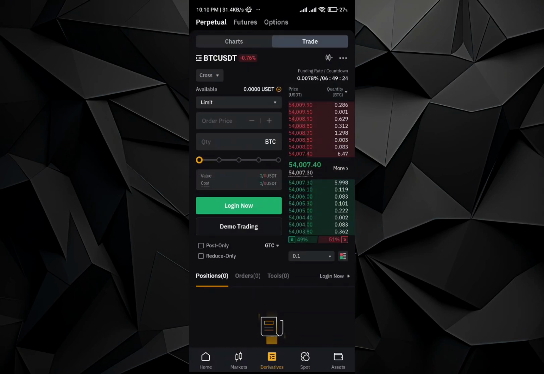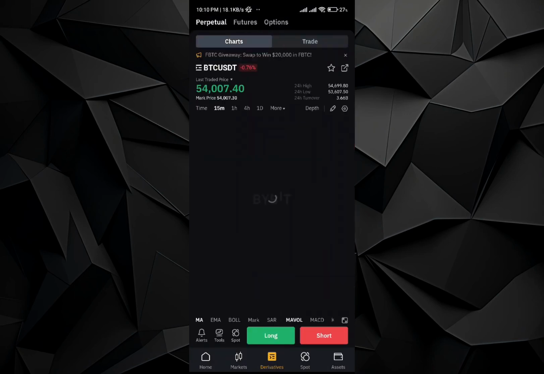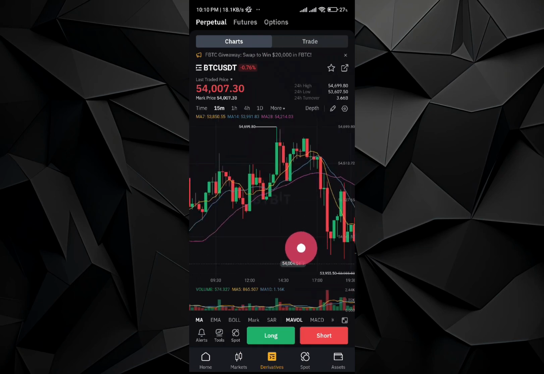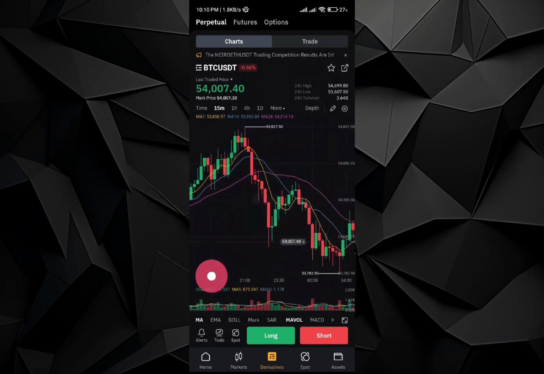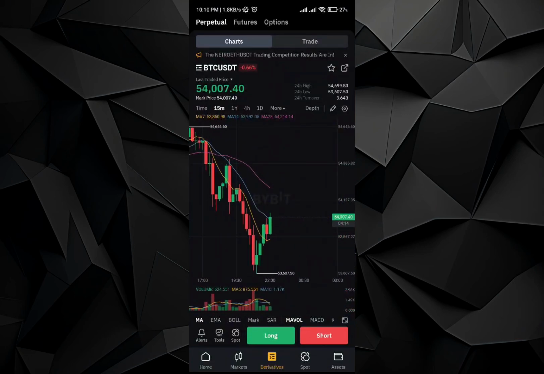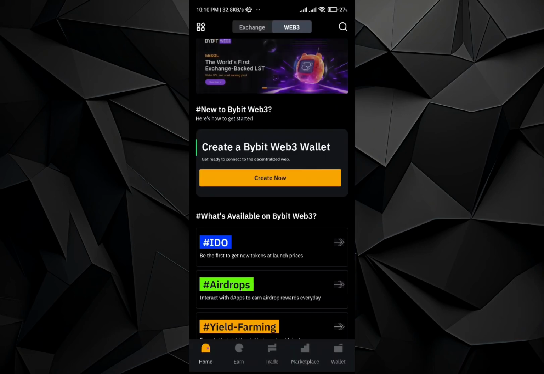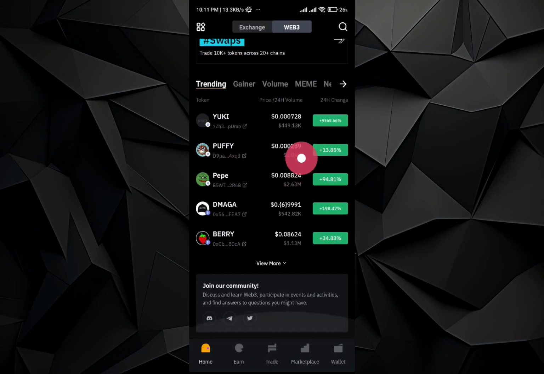In derivatives you can see different charts and trades live at the moment, same goes for this put. So after that you can see the asset, which is actually the coins that you own. And in web3 you can always buy different sorts of NFTs and other stuff.